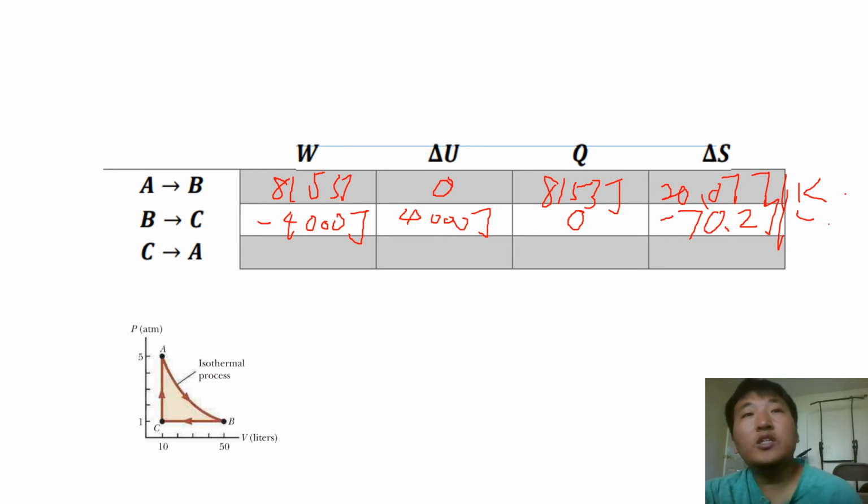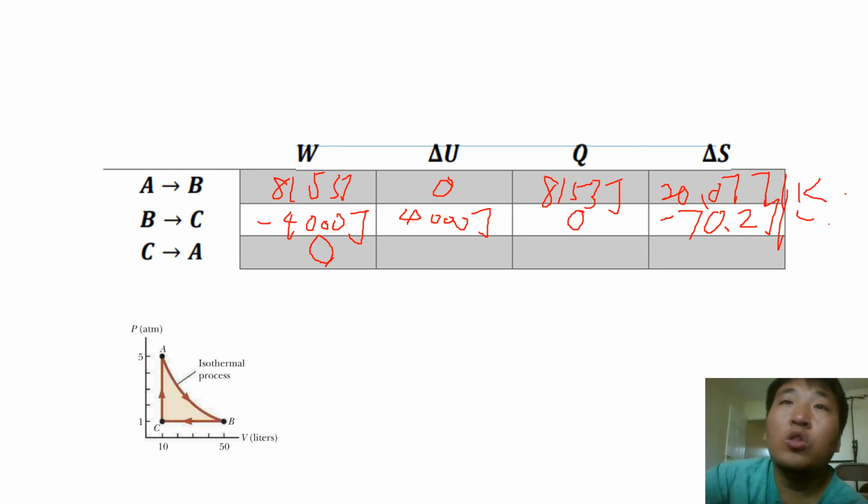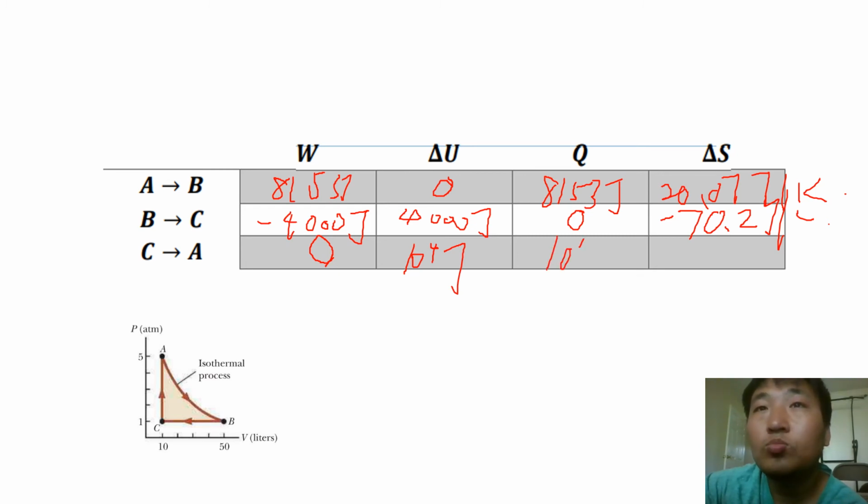And then in the C to A process, we notice that there is no change in the volume. That means the work done by this gas is 0. That means delta U equals Q, and after calculation, we get 10 to the 4 joule, or 10,000 joule. And the entropy change we get is 50.1 joule per Kelvin.